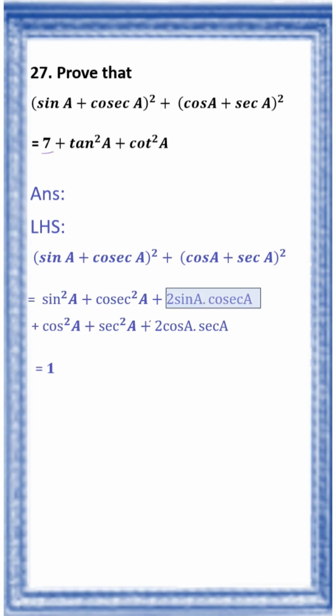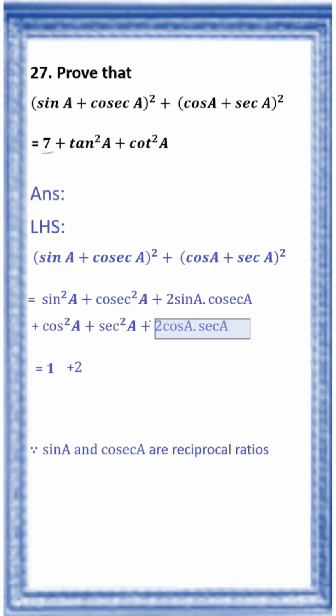Now 2 sin A into cosecant A. Sin A and cosecant A are reciprocal ratios, so 2 into sin A into cosecant A is equal to 2. Now 2 into cos A into secant A. We know that cos A and secant A are reciprocal ratios, so it is equal to 2.